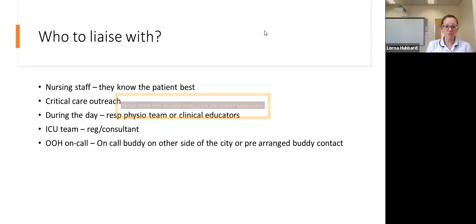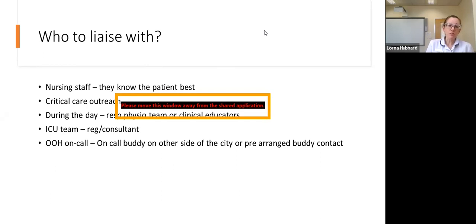The ICU team might need to be involved, particularly for those patients who are being escalated. If you know that your patient is being referred to ICU, if you can be around when they come, it's useful to put your perspective across to them when they're assessing.